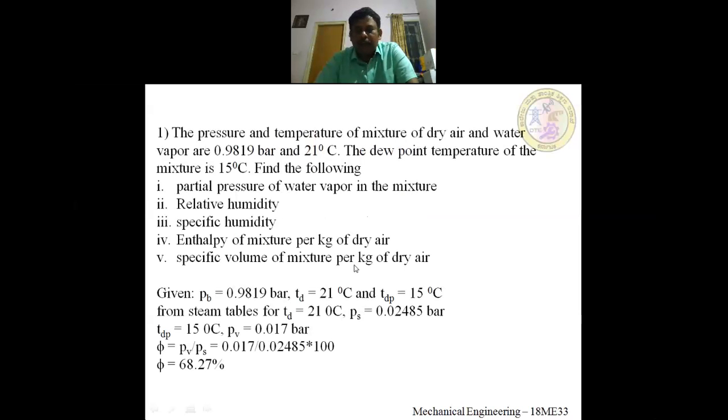Next we will go to the numericals. The pressure and temperature of a mixture of dry air and water vapor are 0.9819 bar and 21 degrees Celsius. The dew point temperature of the mixture is 15 degrees Celsius. Find the following: partial pressure of water vapor, relative humidity, specific humidity, enthalpy, specific volume.